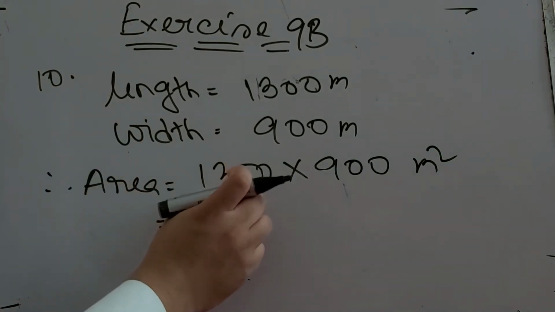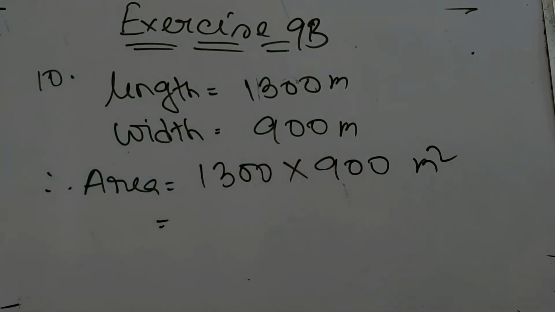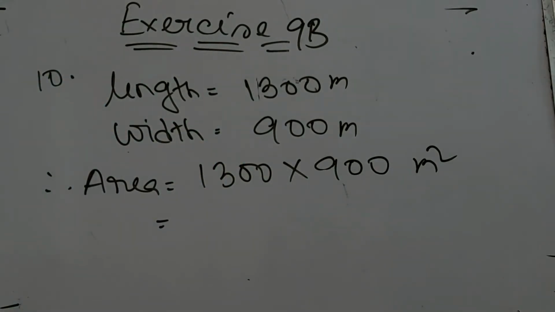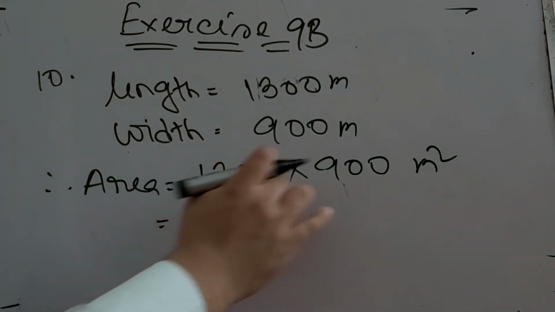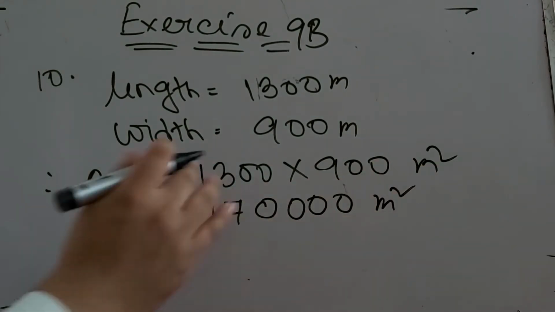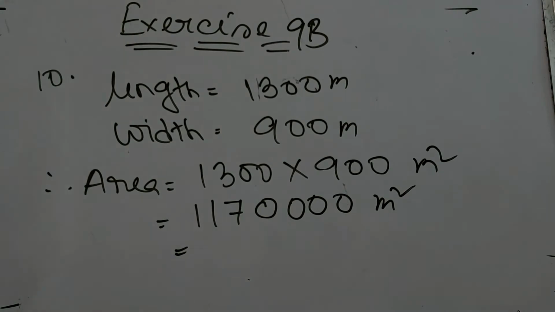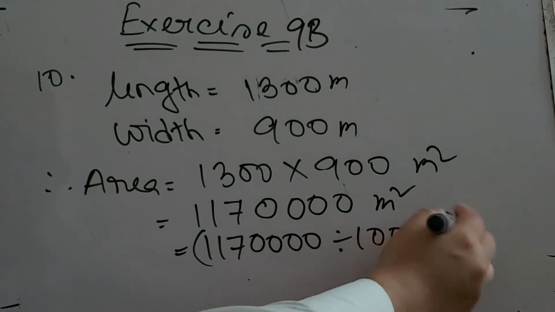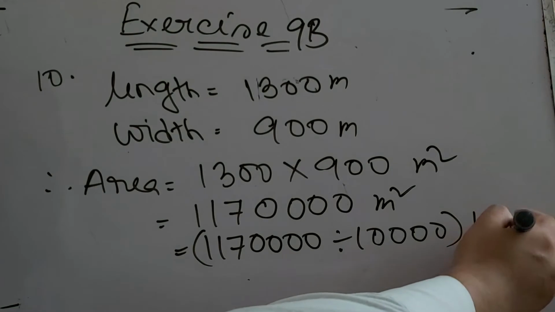If we do only the multiplication of 13 and 9, then we will get the answer. So 9 times 13, 9 3s are 27, 90 plus 27, that is 117, and there are 4 zeros, so there will be 1170000 square meter. Now we have to convert this square meter into hectares. We already know that 10,000 square meter equal to 1 hectare. That means we have to divide this value by 10,000 and the result will convert into hectares.